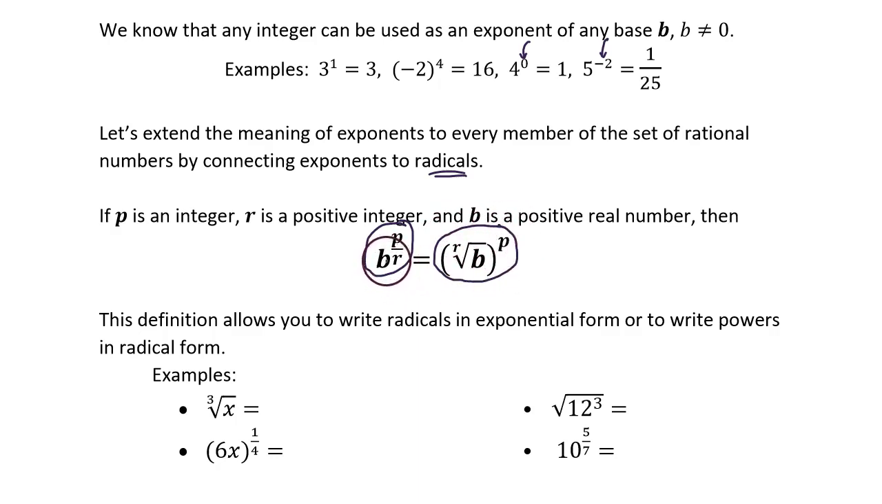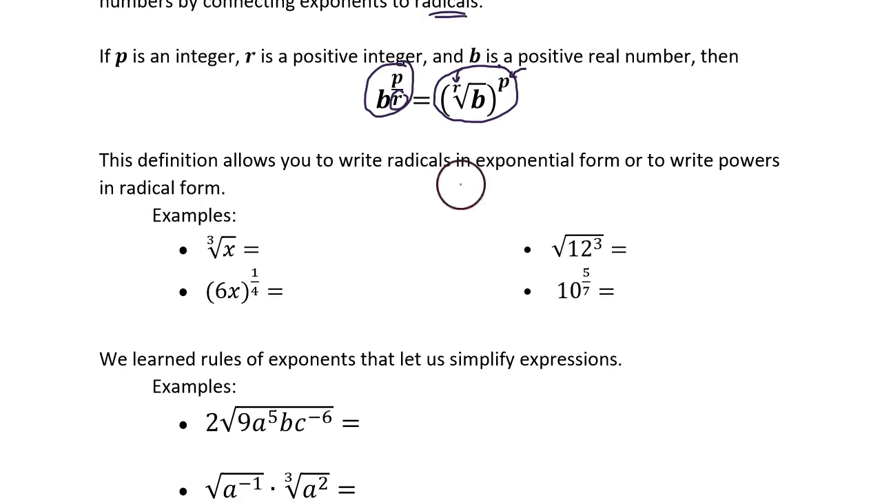B is representing some number or variable that is the base. The p over r is the exponent that that base is raised to. Notice this has the look of a fraction. So this is defining for us the meaning of a fraction exponent. It creates a radical where the denominator of the exponent ends up as the index of the radical, and the numerator of the exponent ends up as a power for the radical. Let's use that definition to do some examples.